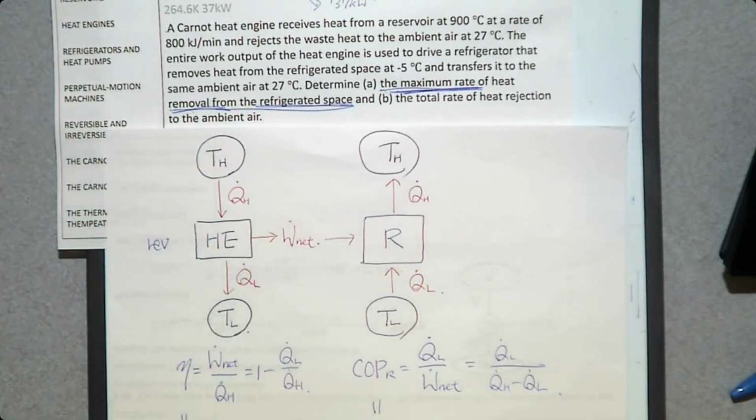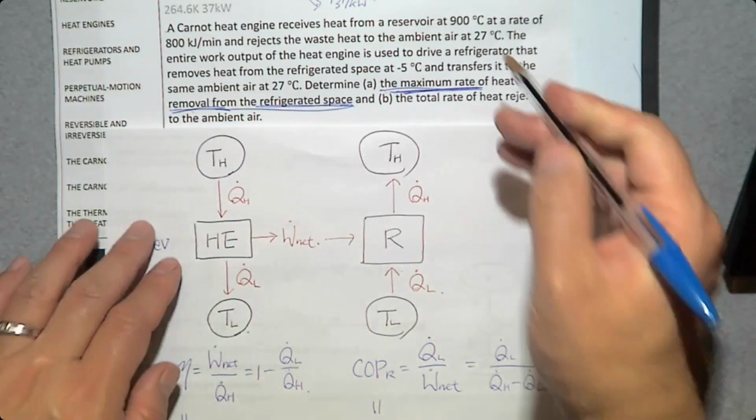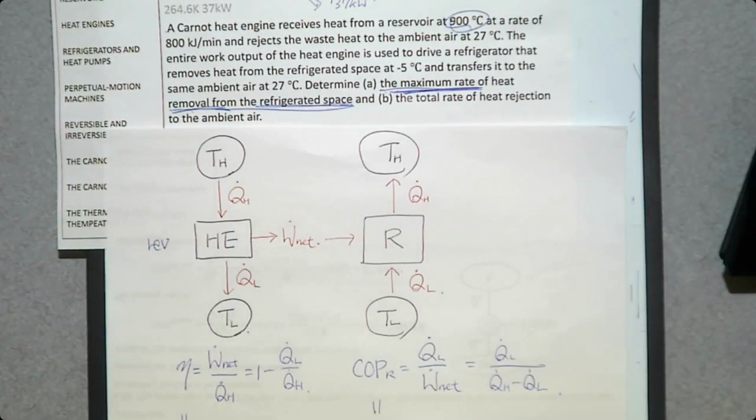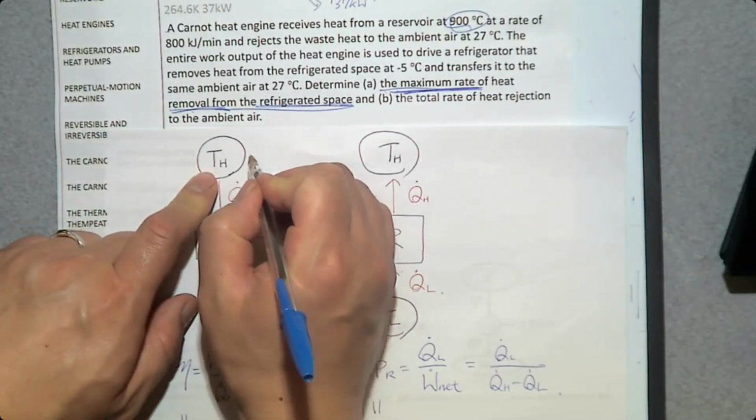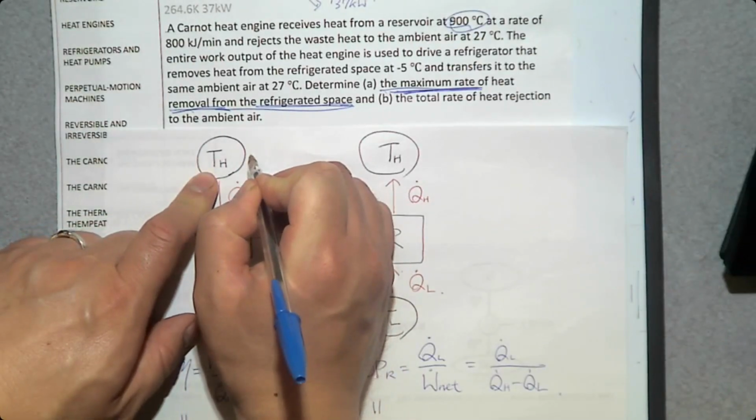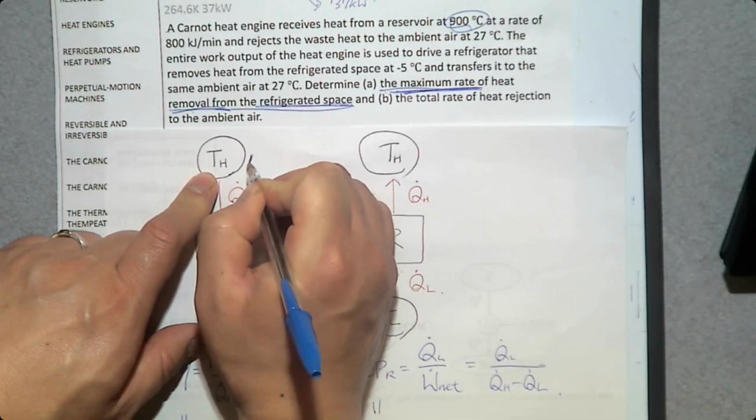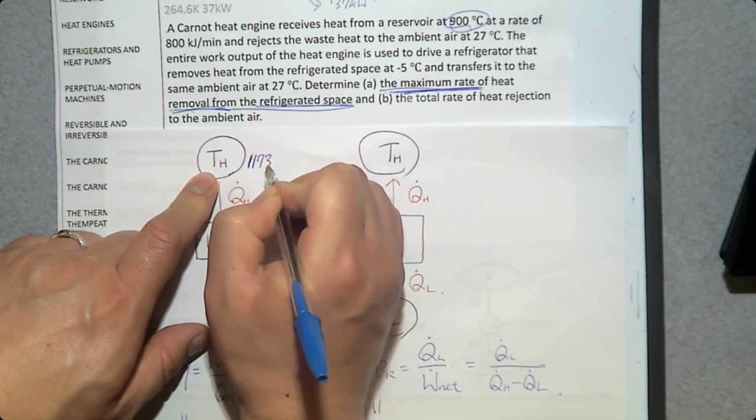What is the temperature of the source of this heat engine? 900. So TH is 900. However, we don't want to use degree Celsius. So it's going to be 1173 Kelvin.